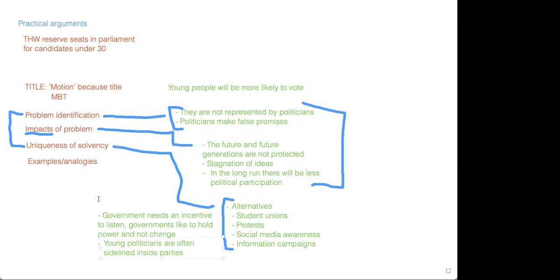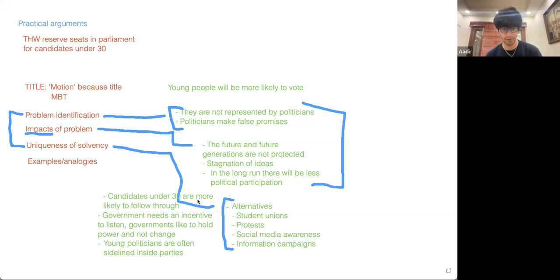Yes. In our alternatives that we've provided, even if the government listens to all of these, the political member or the leader acts as an intermediate over there. So they might be very selective about their opinions. There might be manipulation. But if we have these candidates who are under 30 directly over there, then they can present their points straightforward without it having to be selective or manipulative. Yeah, that's a good reason.